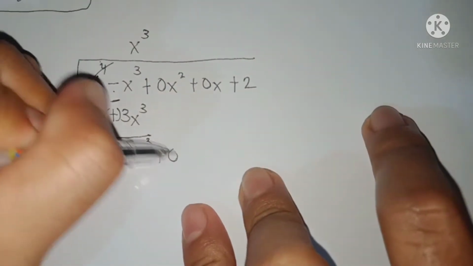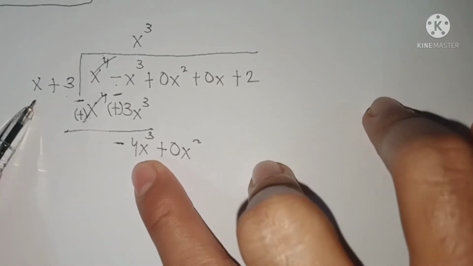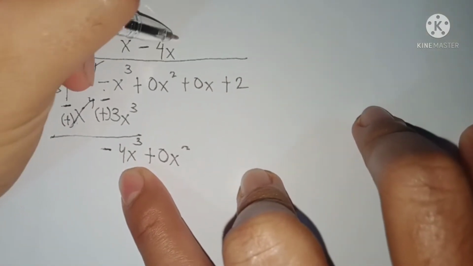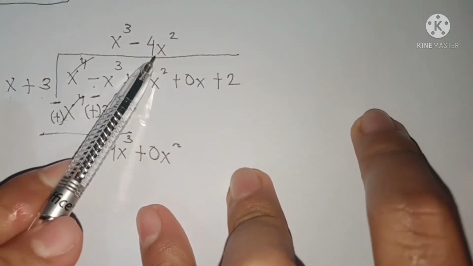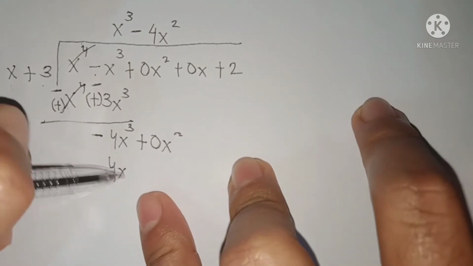And then bring down 0x squared. So negative 4x cubed divided by x is equal to negative 4x squared. Negative 4x squared times positive x is equal to negative 4x cubed.